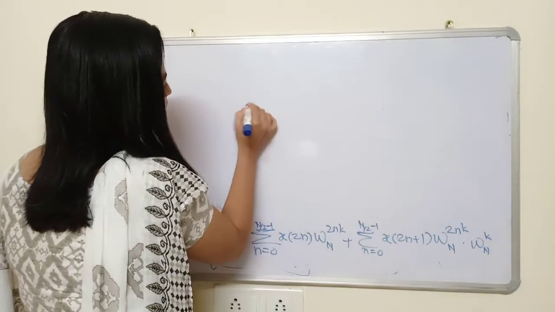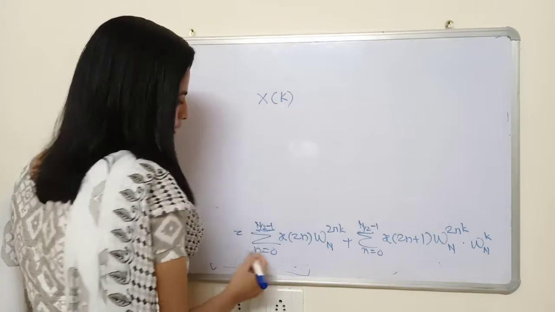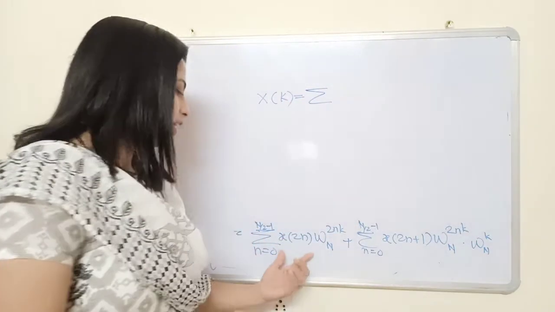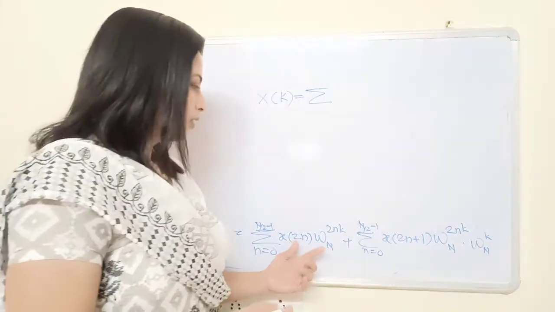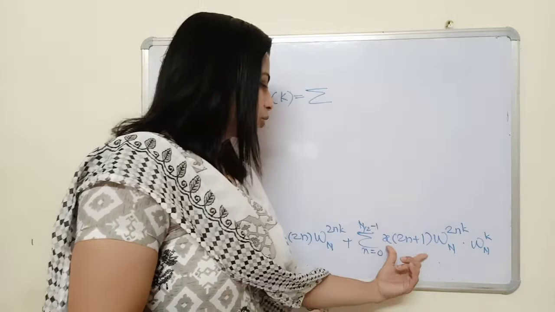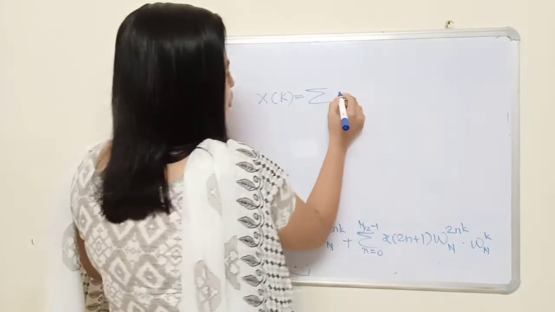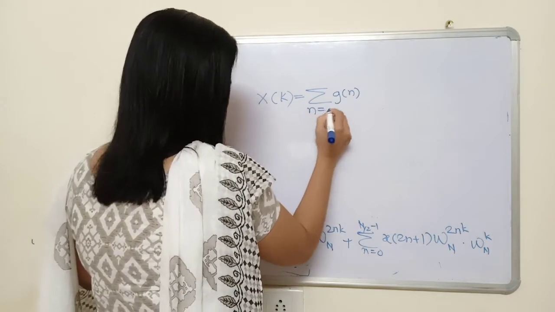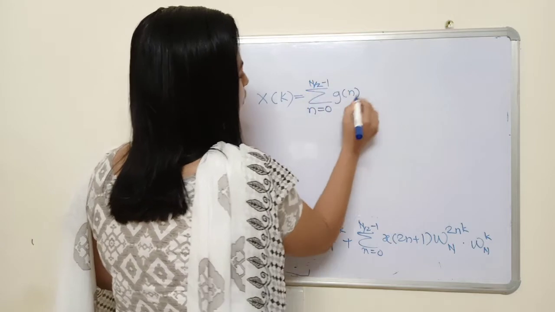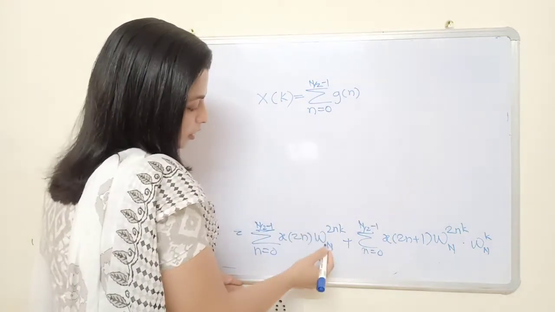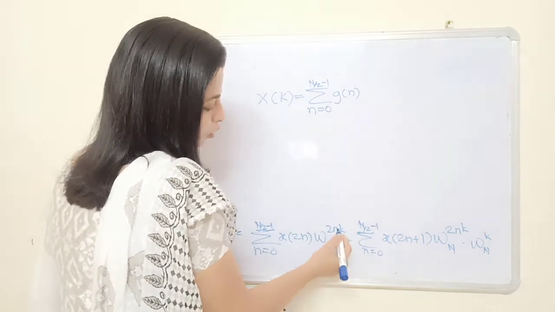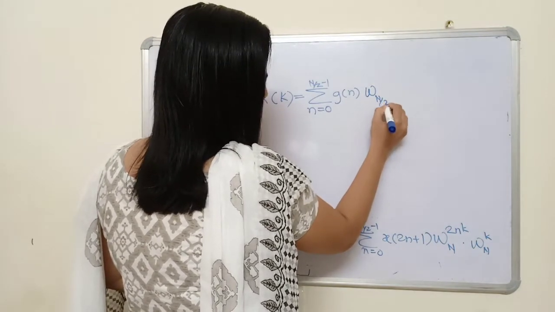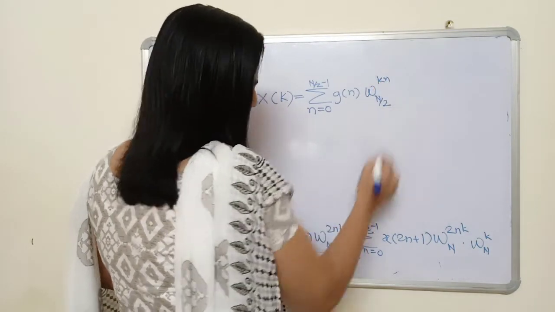So this is what we are writing: x of k is equal to this part. Now we'll change x of 2n to g of n, and this to h of n. So g of n was the even samples, n varying from 0 to n by 2 minus 1. Now we'll use that definition to divide this by half. So this will also be divided by 2, so this will become omega n by 2 raised to kn. Okay.